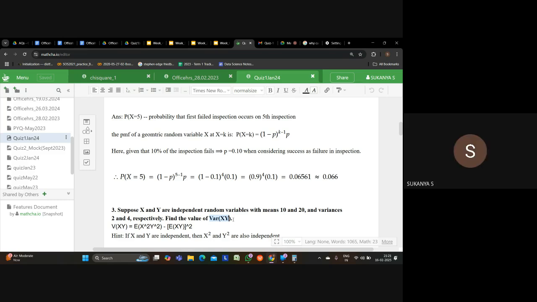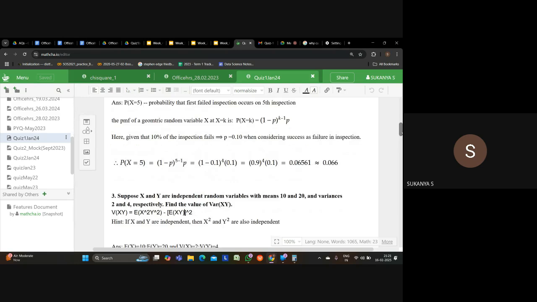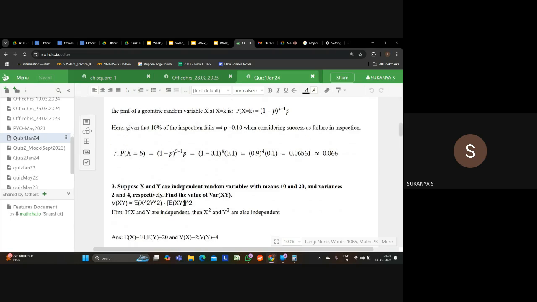Yes. And what is the expectation of XY when they are independent? Expectation of X into expectation of Y. When they are independent, what is the expectation of XY? You're getting it as expectation of X into expectation of Y. And what can we write this as? Expectation of x square, y square.